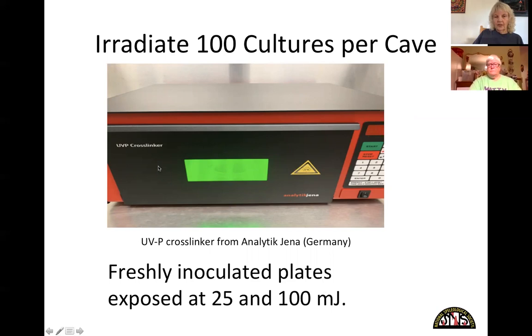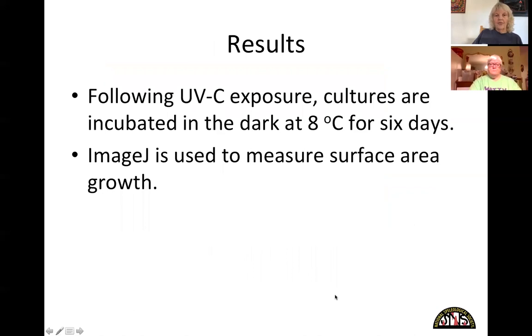And then thirdly, we do another 3 replicates of those isolates and subject them to 20 minutes, which is equivalent to 100 millijoules. That gives us plates that have been exposed to the appropriate UVC radiation. We immediately wrap them in aluminum foil and put them in the 8-degree incubator for exactly 6 days. At the end of that time, they are taken out and photographed.